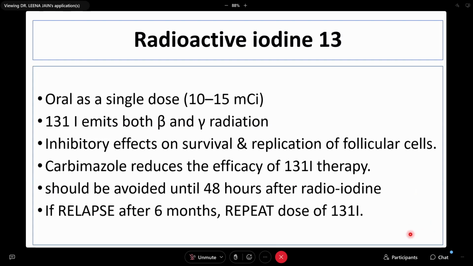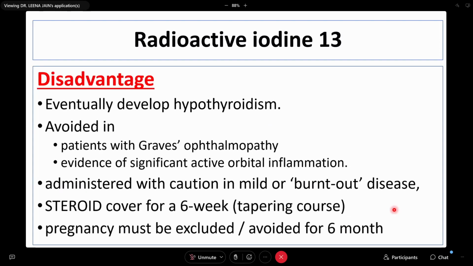And if there is a relapse after 6 months, then we can repeat the dose. Even though it is a single dose, if after 6 months there is a relapse, we have to repeat the dose. So what are the disadvantages? Eventually, it can lead to hypothyroidism.